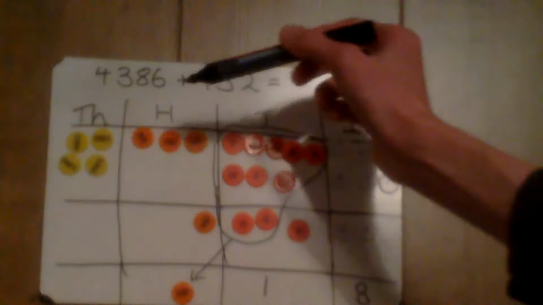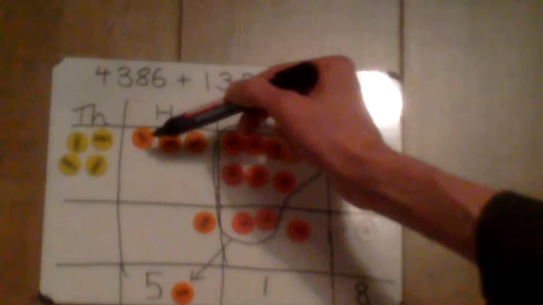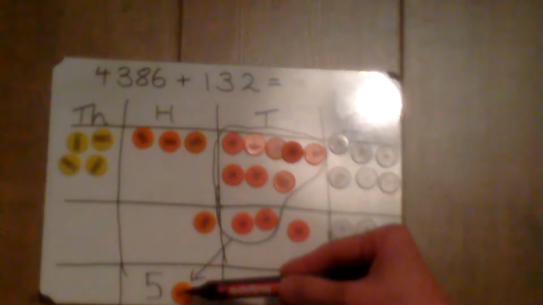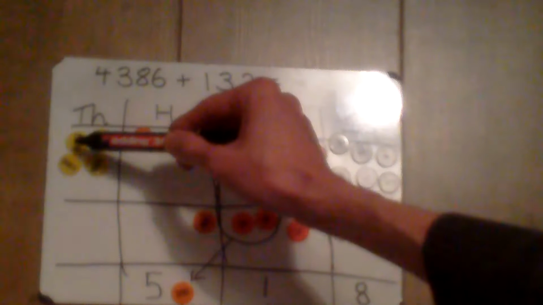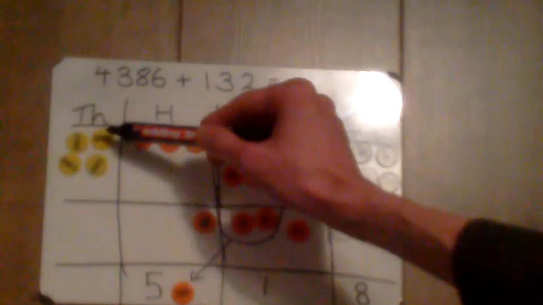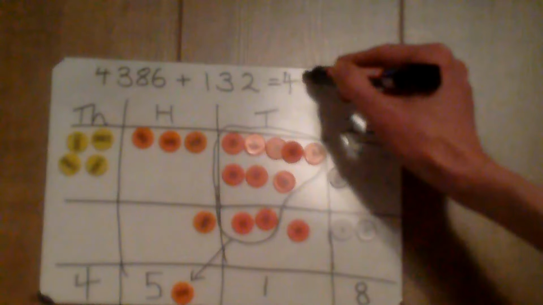If I now move into my hundreds column and count up how many hundreds I have, 1, 2, 3, 4, 5. So I have 1, 2, 3, 4 plus the 100 that I regrouped from the 10 tens. And finally in my thousands column I have 1, 2, 3, 4 thousands. So the answer is 4,518.